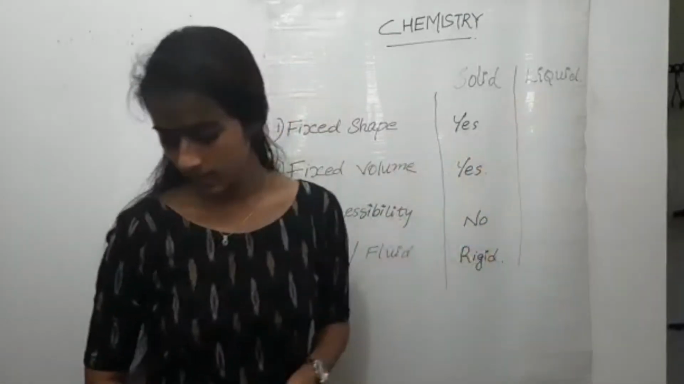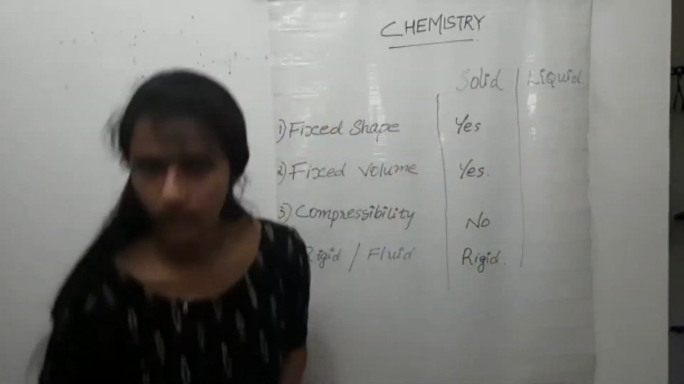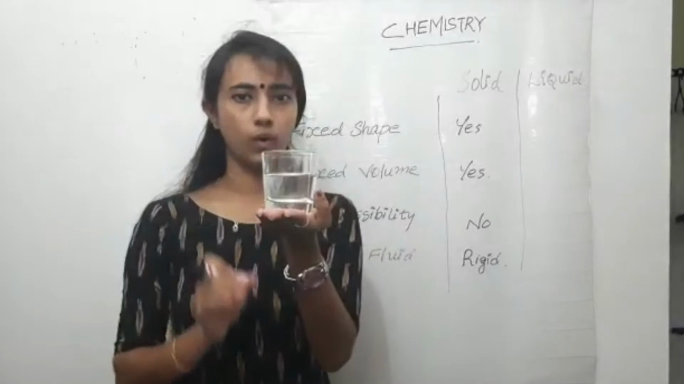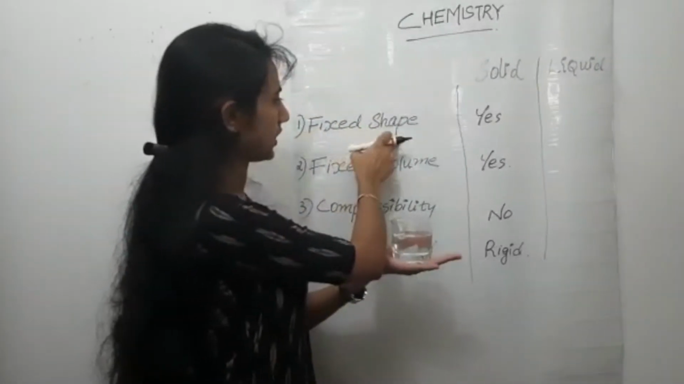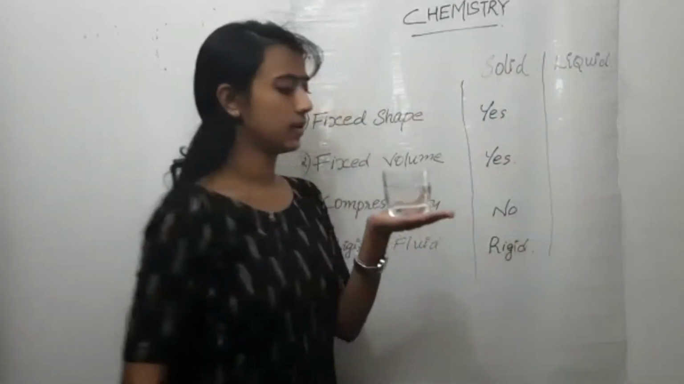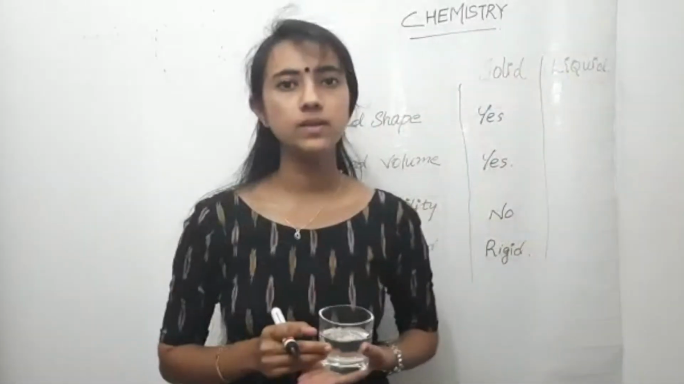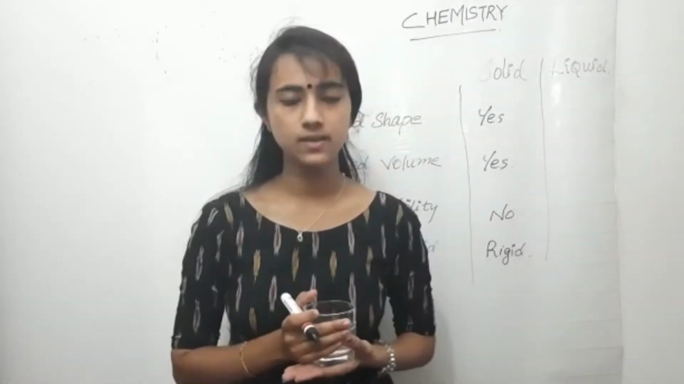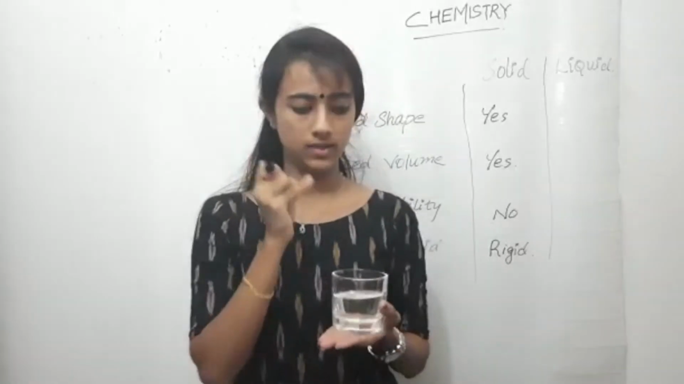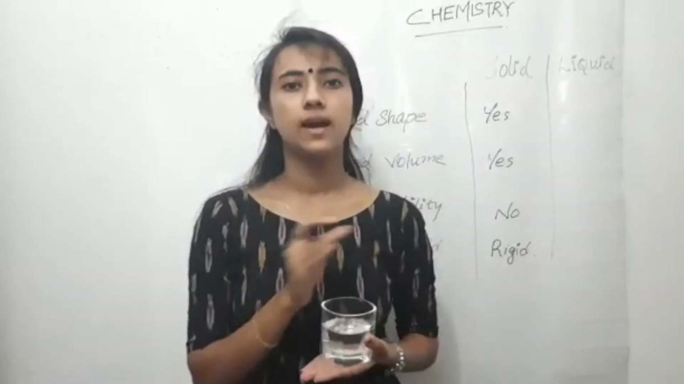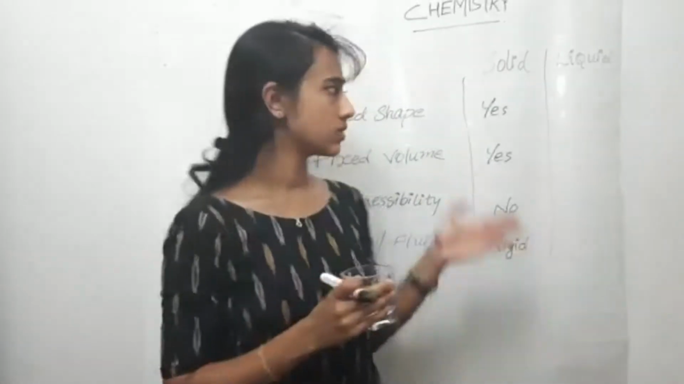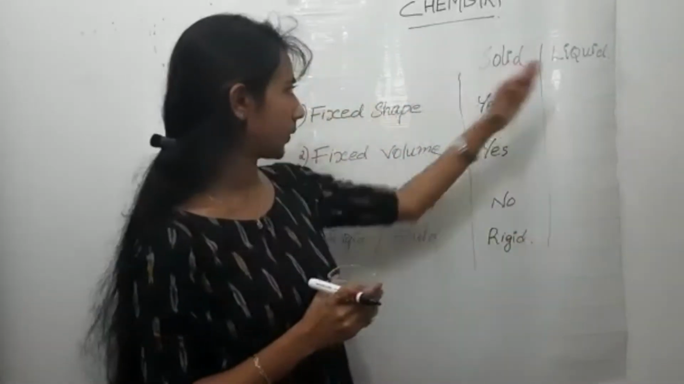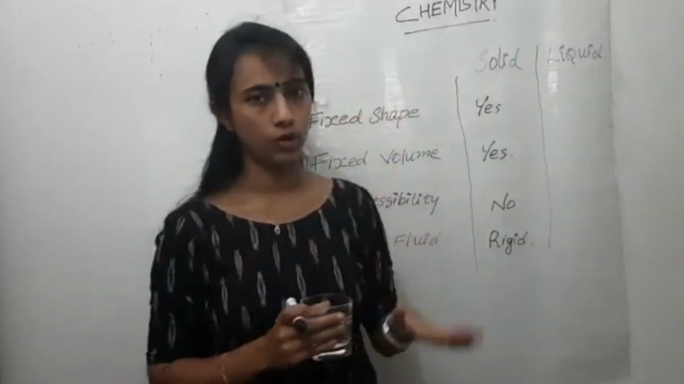Next one is liquid. Here I have a glass of water. So first we check the fixed shape of liquids. Can you give some examples of liquids? Milk, water, juice, etc. are some examples of liquids. So we are checking whether liquids have a fixed shape or not.